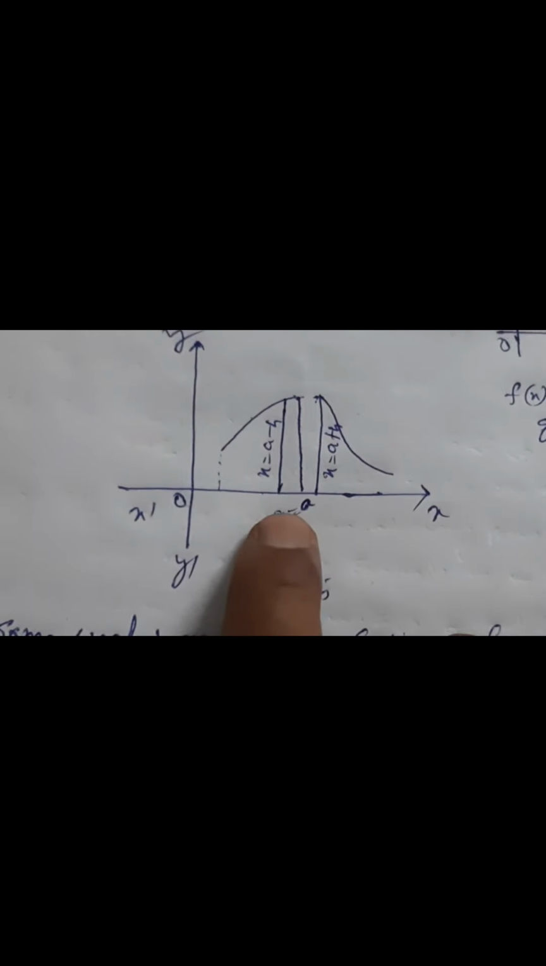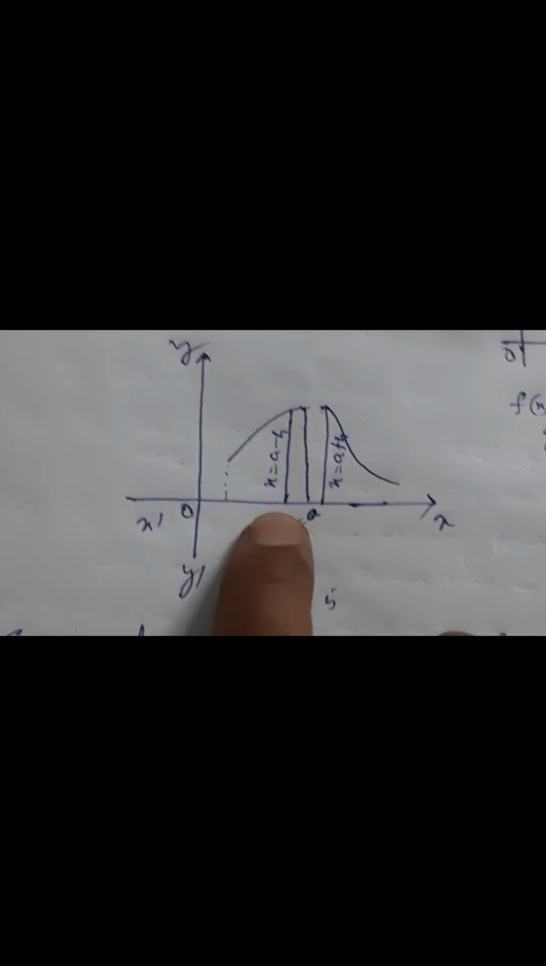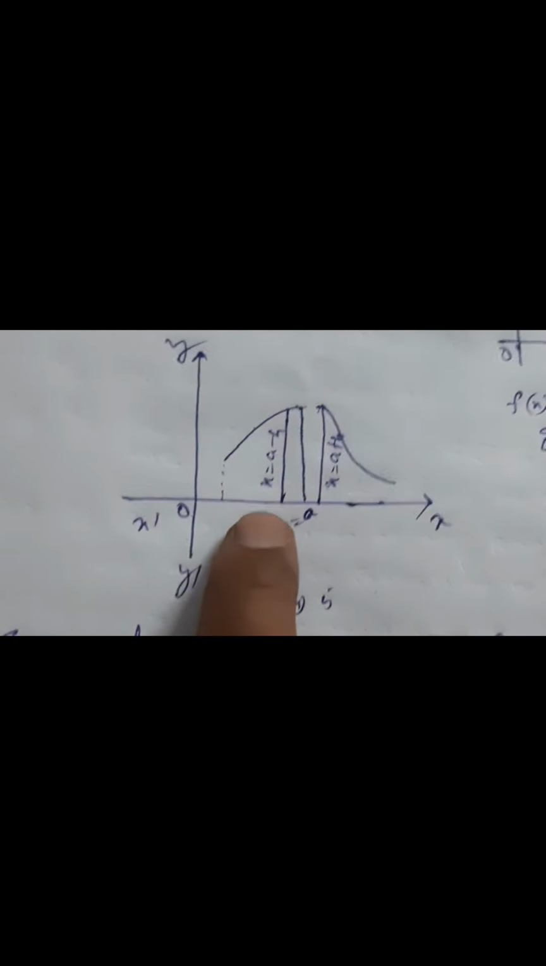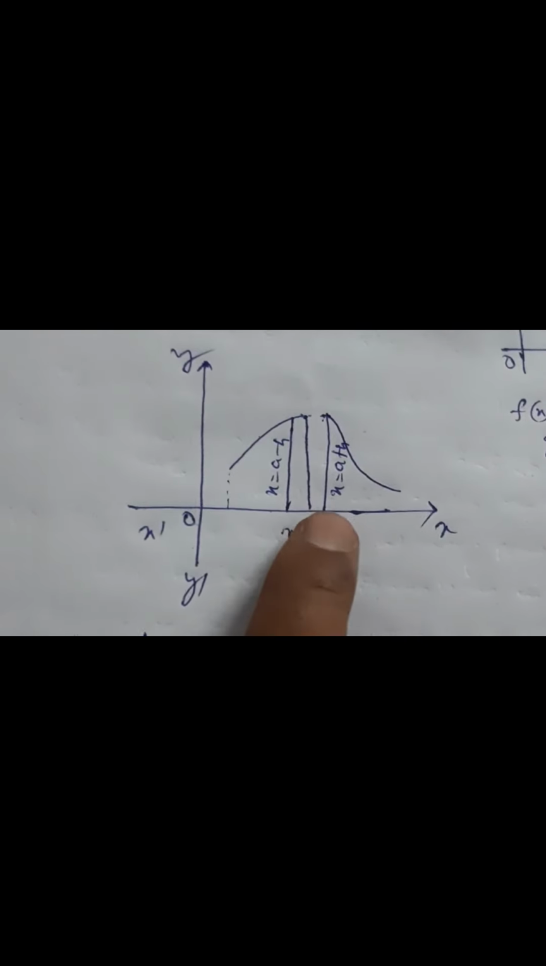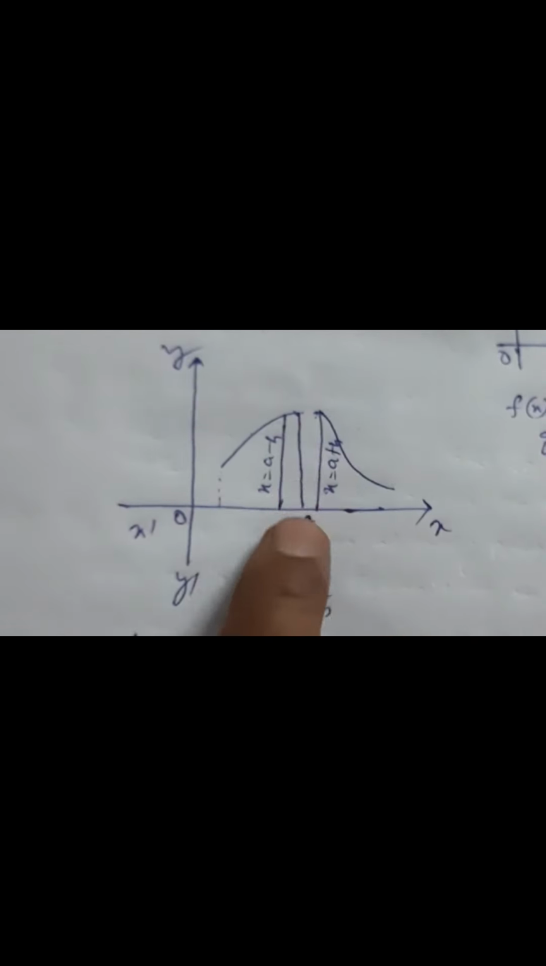Again, here is another graph. This is x equals a, and this is the value at x equals a minus h, which equals the value of the function, but at x equals a plus h, the value is not equal.